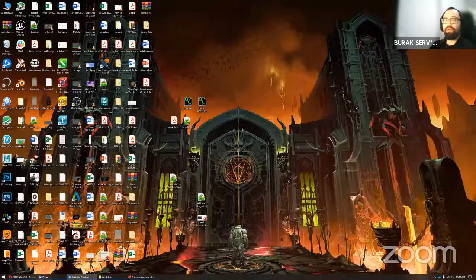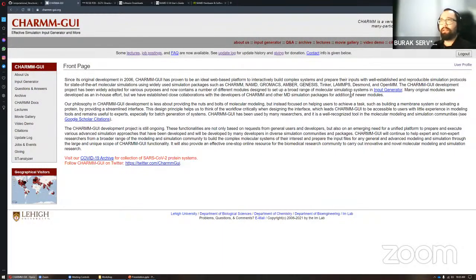I want to share my screen. First, we're going to check an online tool, CHARMM-GUI. CHARMM-GUI is actually the best web-based platform to build complex systems and prepare their input simulation protocols. This is the interface of CHARMM-GUI, and you should log in to use this online tool. On the left side we have a menu. After the workshop, please check the subtitles, and you will see some tutorial videos about CHARMM-GUI. But now we're going to continue with the input generator part.